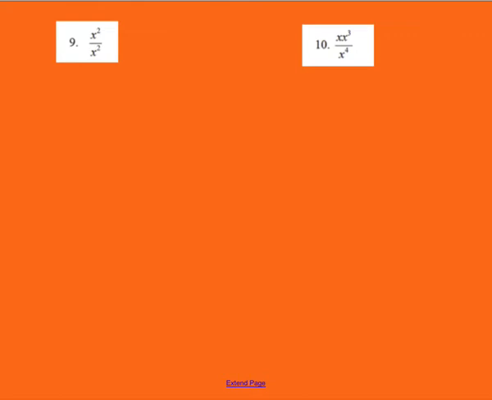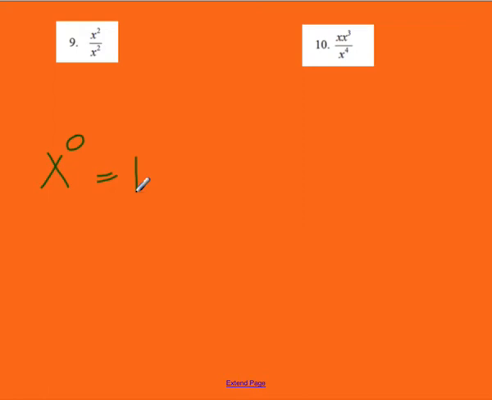All right, let's take a look at number 9 and number 10. So here I have x squared divided by x squared. I'm going to subtract those exponents. So 2 minus 2 is going to give me 0. So think back to what we talked about yesterday. Anything to the 0 power is going to be equal to 1. So this one is going to be equal to 1.